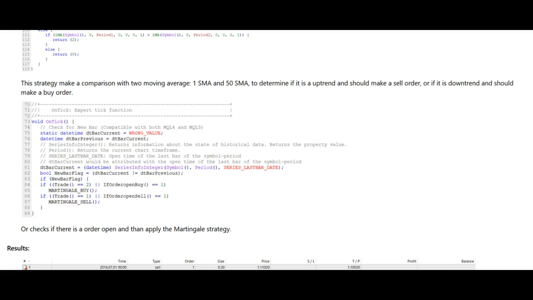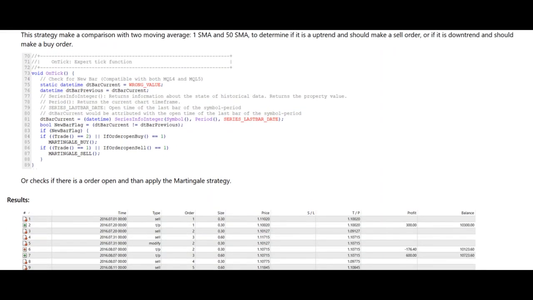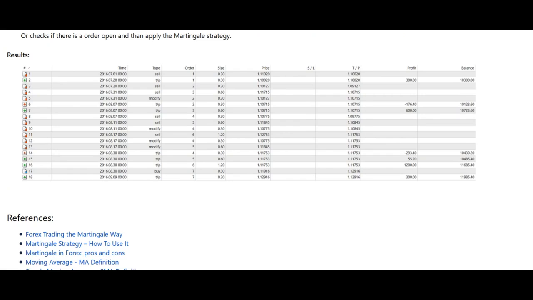After the algorithm is done, we'll have the results. In the results we can see a similar table to the one presented in the beginning, where we were discussing Martingale. We'll see the type, which can be a sell, a take profit, a modify, or a buy. And then we have the profit and balance on the right side.